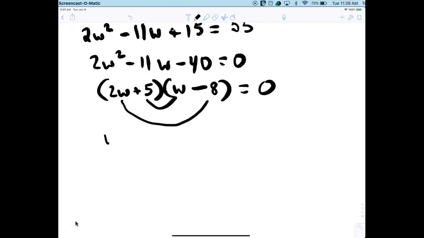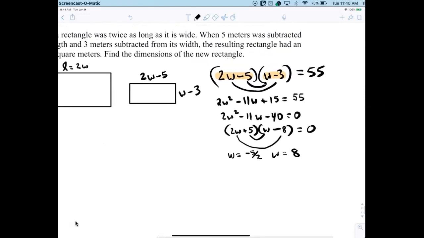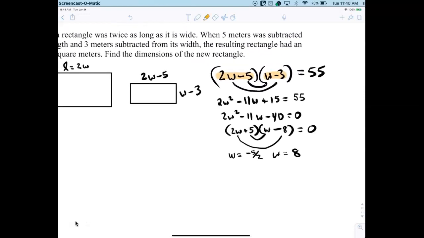All right, so now when you solve that, at this stage of the game, you should just be able to tell me that W is equal to what? Negative 5 halves, or W is equal to positive 8. All right. Now, again, I'm not sure what the answer is, so we have to go back and read the question. The question says, find the dimensions of the new rectangle. This right here are the dimensions of the new rectangle.